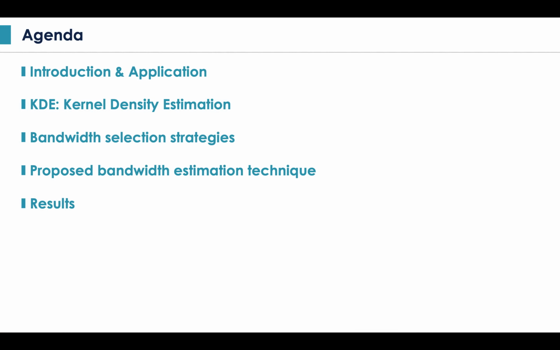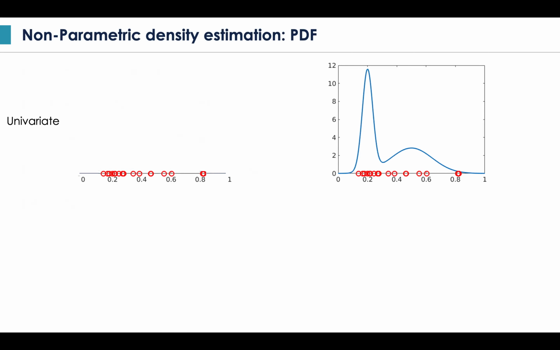First, what this leads to and where can we apply the kernel density estimation. Then what exactly is the kernel density estimation. Then we'll talk about some of the existing bandwidth selection strategies. And then we'll move on to the proposed algorithm and the current techniques. Then we'll define the experiments and we'll come to the results and the conclusions. So let's start with it.